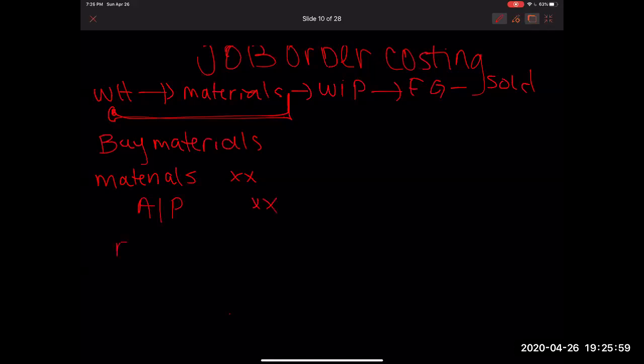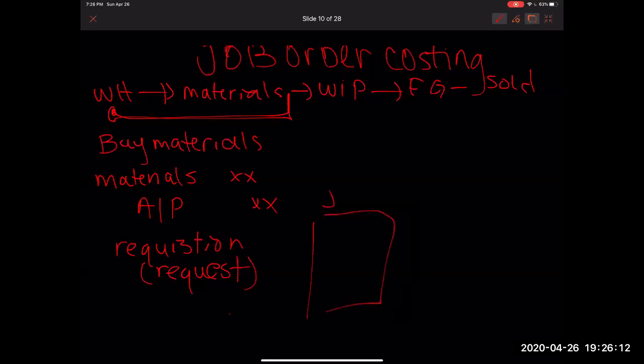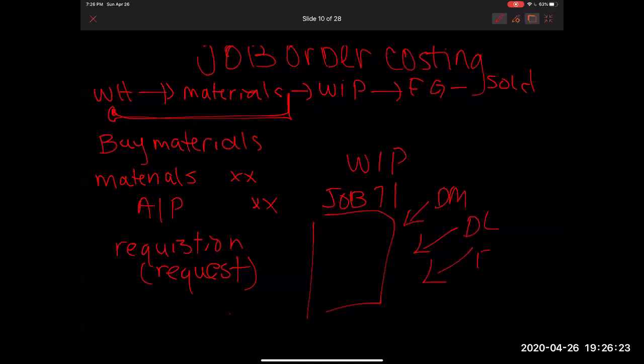And then a requisition for a particular job came. Remember, a requisition is nothing more than a request for materials, right? So say, for instance, we had this big job, job number 71, on the work in process. In order to complete a job, we need some direct materials, some direct labor, and also some factory overhead, right? So we have captured direct materials through a requisition.